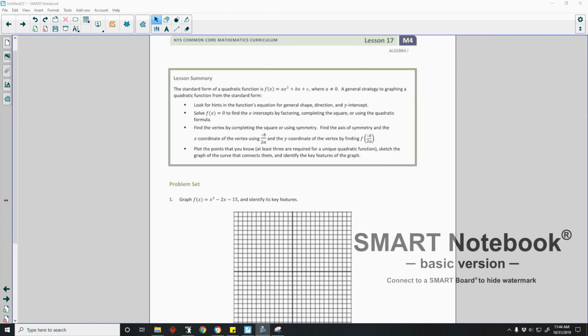Okay, that brings us to page 8, and that brings us to the end of lesson 17. Review the lesson summary and go to your problem set.